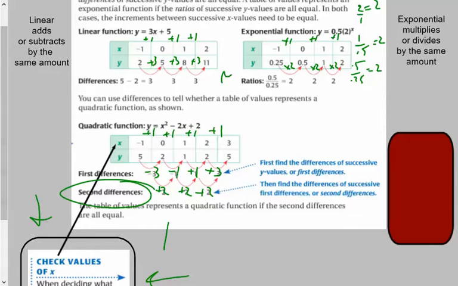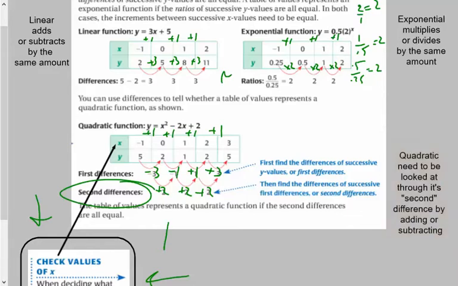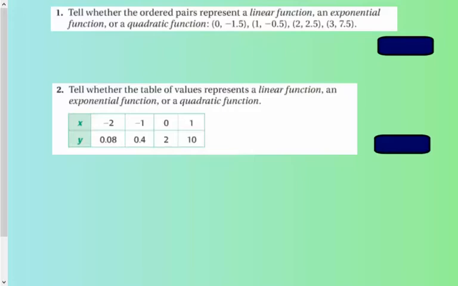So there's a lot on this slide. And key things to take away. Linear adds or subtracts by the same amount. Exponential multiplies or divides by the same amount. And quadratics, we look at the second difference. There we go. So let's take a look at some sample problems.